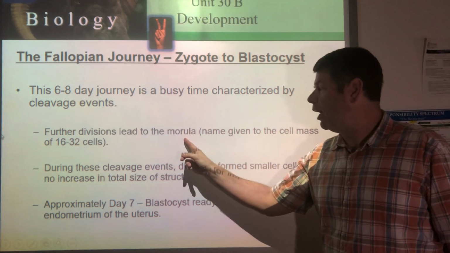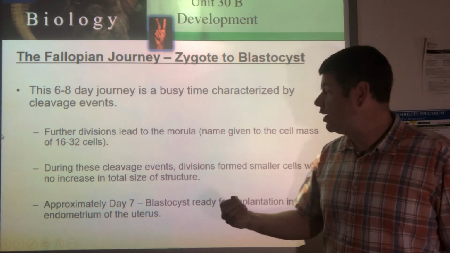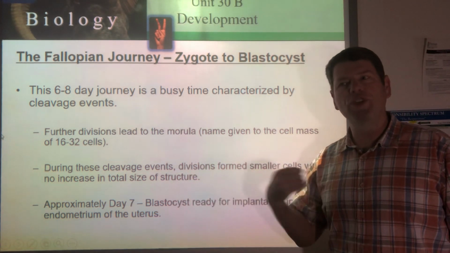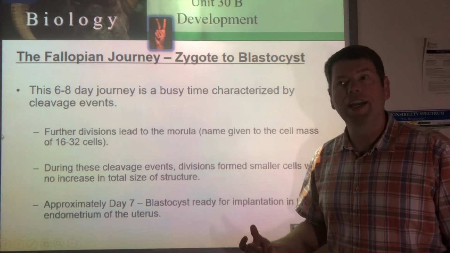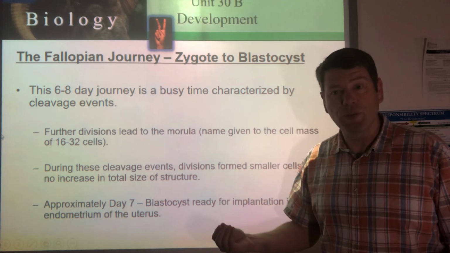Now, that's an important term, guys, that as the zygote divides and you get to about the 32 cell stage, we actually give a different name to the zygote. Now it becomes what we call a morula. Easy way to remember is morula has more cells.